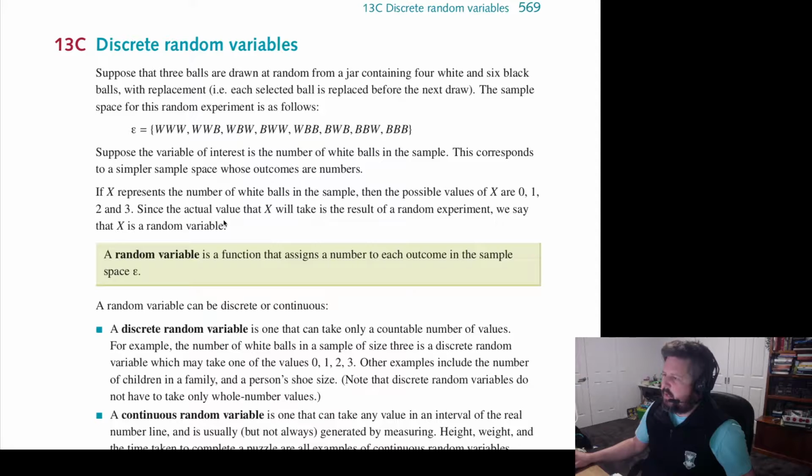It says here, since the actual value of x will take is the result of the random experiment, we can say that x is the random variable. So that's listed there. A random variable is a function that assigns a number to each outcome in the sample space.